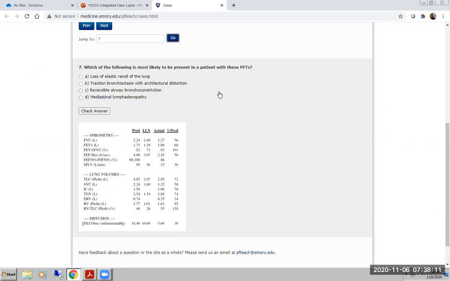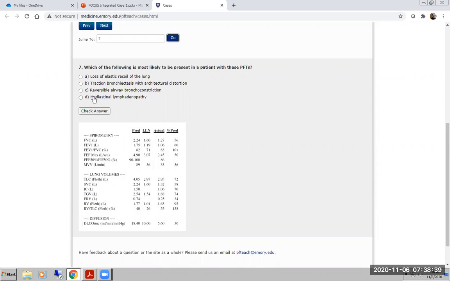So everybody's going for A. A to me is the pathophysiology behind alpha-1 antitrypsin, which to me is an obstructive problem. Traction bronchiectasis. Bronchiectasis in and of itself can be restrictive or obstructive. Traction with architectural distortion, I would lean towards this one. Definitely not this one. And this one, no. I mean, you wouldn't get restrictive PFTs.